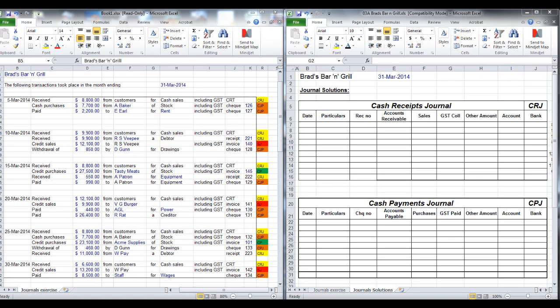Hello and welcome to a session where you will learn about journal entries. Journal entries are the very start of the accounting process. This is where you get your receipts and all your invoices and you start putting them into the system or your manual system. Some will use a spreadsheet, some will use an accounting package.